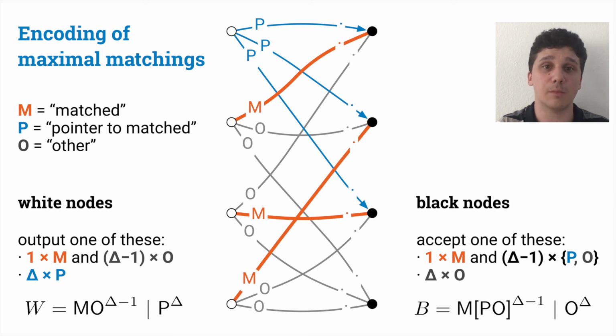We are going to use 3 labels. The first 2 are very intuitive. An edge is either in the matching, and it is labeled M, or it is not in the matching, and it is labeled O. Unfortunately, we need a third label in order to encode maximality, and we require white unmatched nodes to point with the label P to matched black nodes. One can prove that for maximal matching, 3 labels are actually required, and that these constraints correctly encode the maximal matching problem.